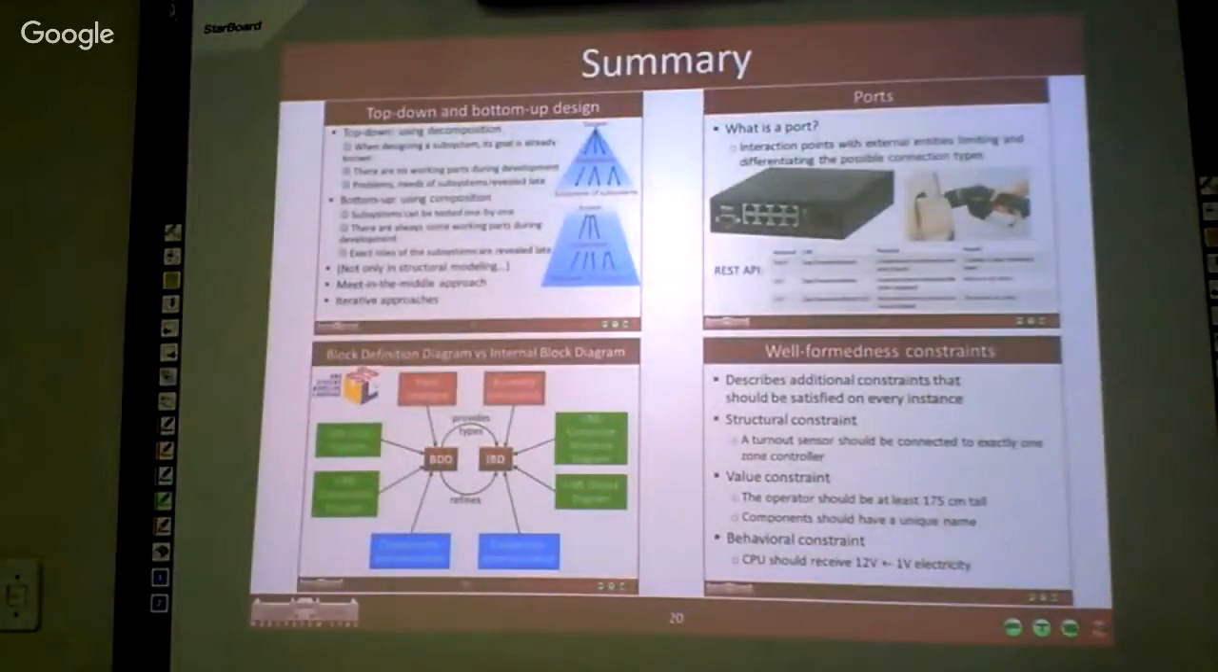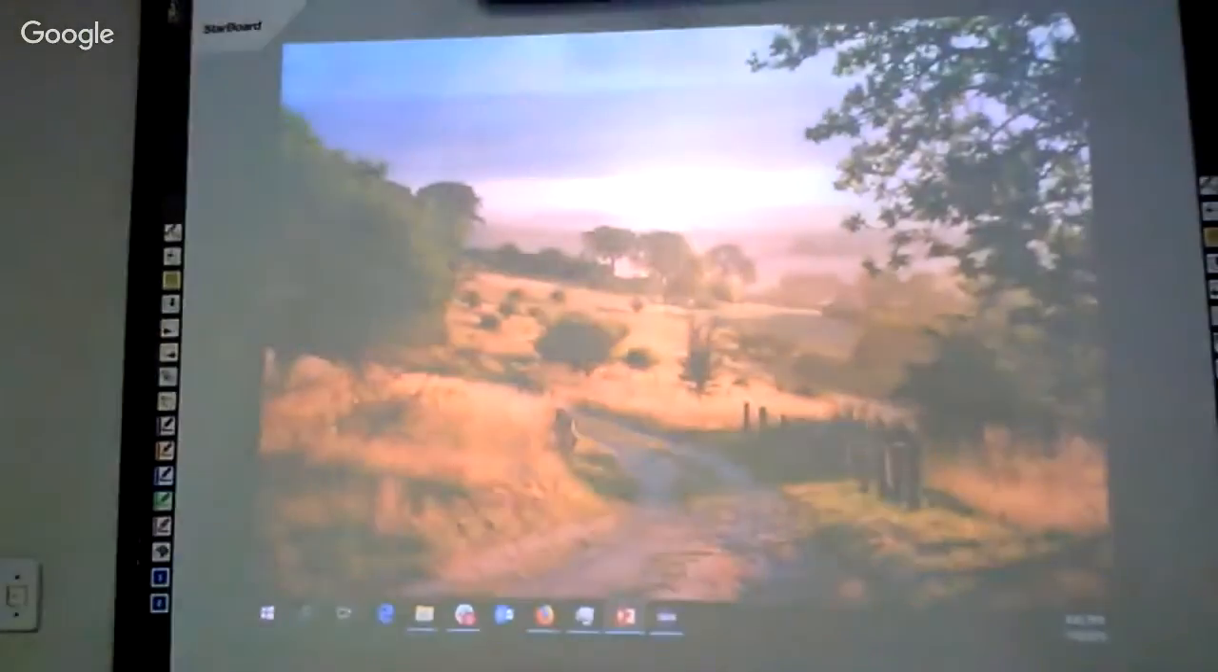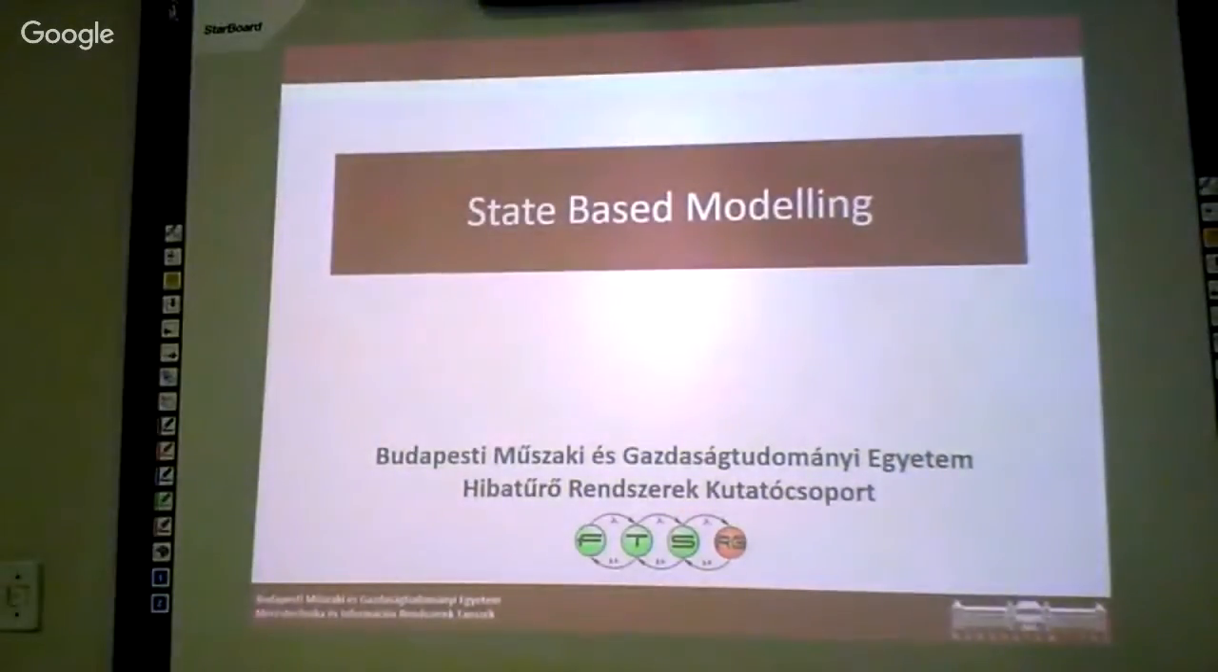So now we went through the basic elements, semantics and syntax of SysML. And now what I want to show you is a basic introduction to state-based modeling, because tomorrow we will continue with behavioral modeling, and tomorrow we will also have laboratories. So I think we need all these definitions before the lectures tomorrow.